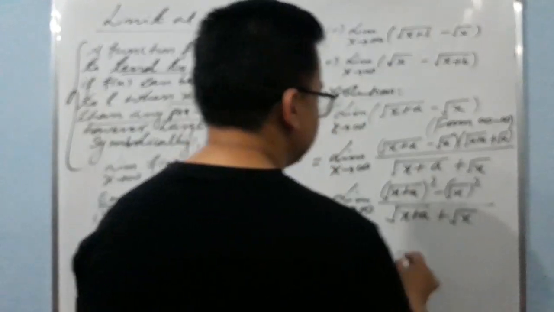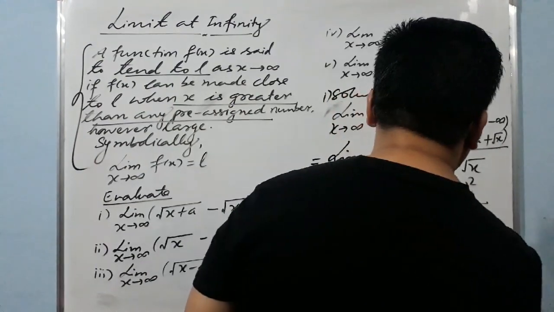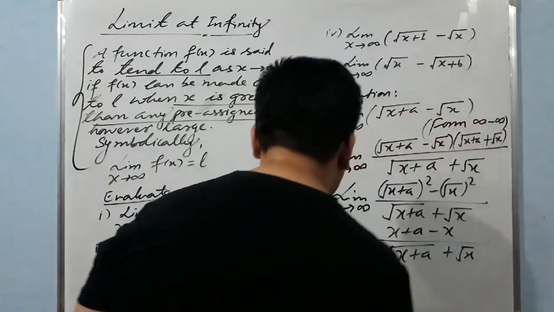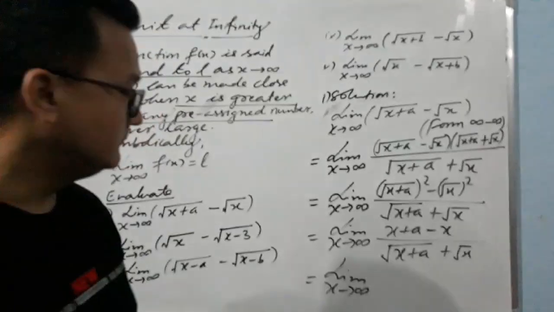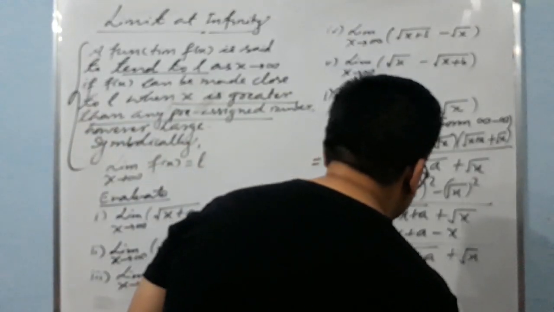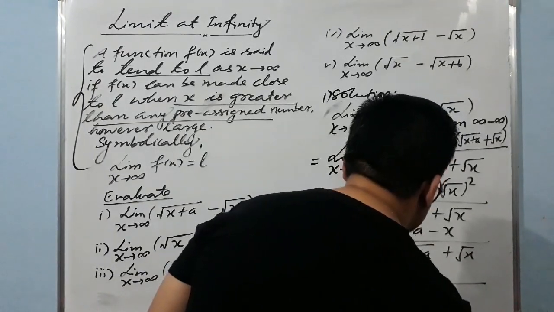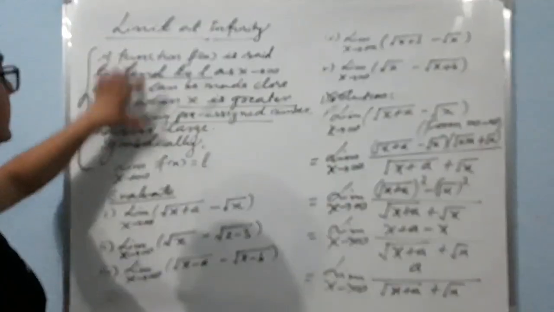The limit as x tends to infinity: in the numerator we get x plus a minus x, and in the denominator we have root of (x plus a) plus root x. Next line, the limit as x tends to infinity of a upon root of (x plus a) plus root x. So I think you are clear about this.